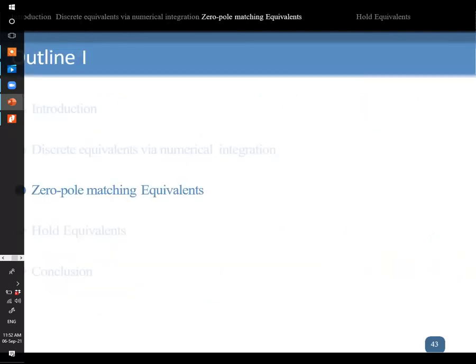Now we go to another method. The name is zero-pole matching. Until here you learned four methods to change H(s) to H(z).